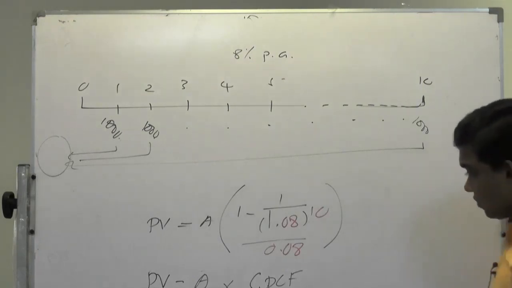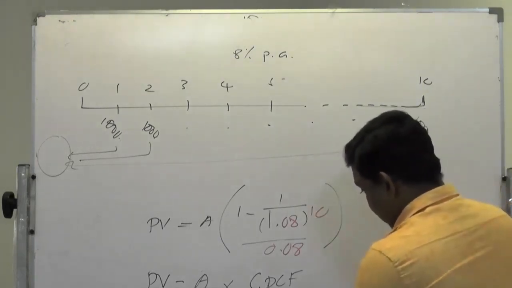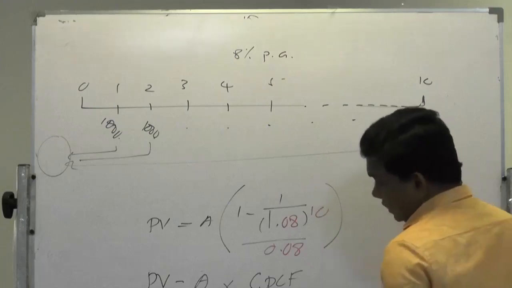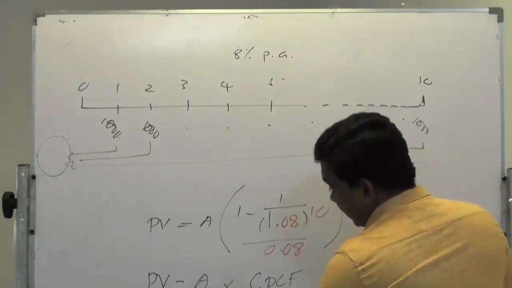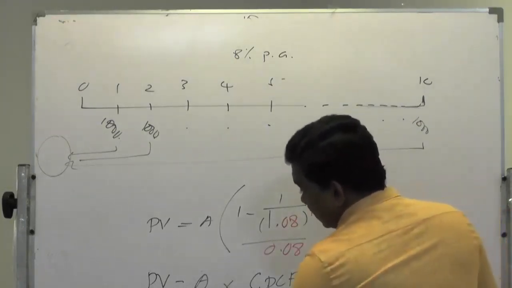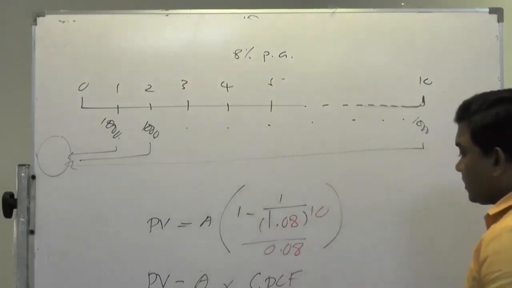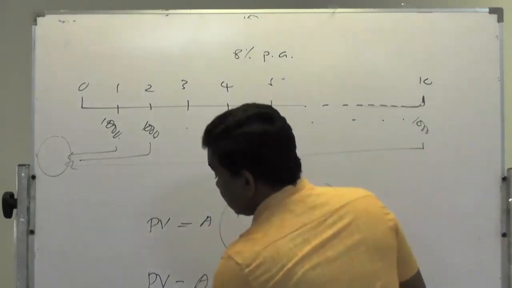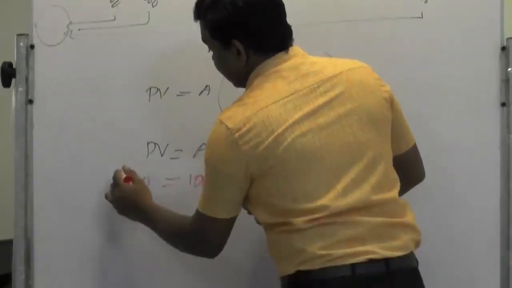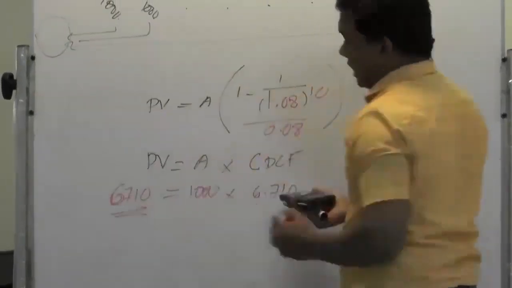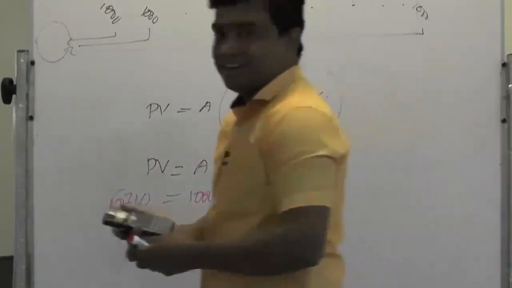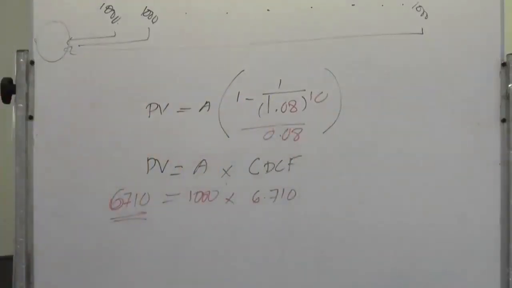The cumulative discounting factor will be 6.710. The annuity or installment is 1000. Therefore, what is the present value? That is 6,710. You can see answer D, 6,710. Now, let us move into question number 11.